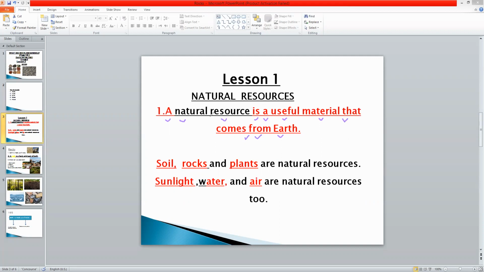And what are these natural resources? We have the soil, rocks, plants, sunlight, water, and air. Like I said, this is just for your level. Okay, all right, so let's continue. Do not forget: soil, rocks, plants, sunlight, water, and air are natural resources.